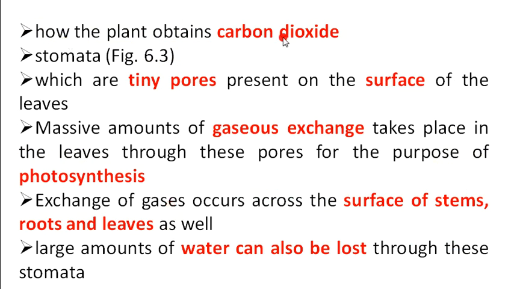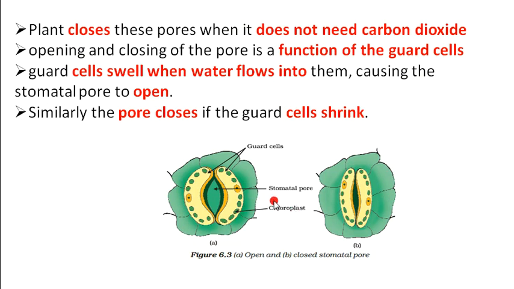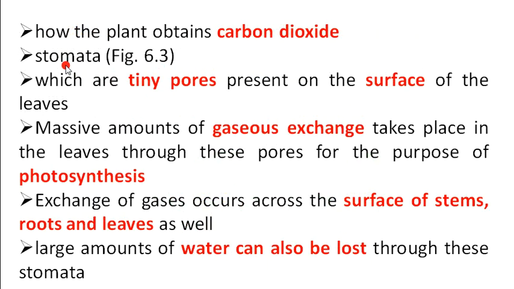Now, how does the plant obtain carbon dioxide? As we know, the plant takes in carbon dioxide. But how? Because of stomata. We can see figure 6.3. This is the stomata of a particular plant or leaf. So what are stomata? They are tiny pores present on the surface of leaves. We can see stomata on the surface of a particular leaf. Through these tiny pores, a massive amount of gaseous exchange takes place, meaning carbon dioxide and oxygen. This is called exchange of gases.